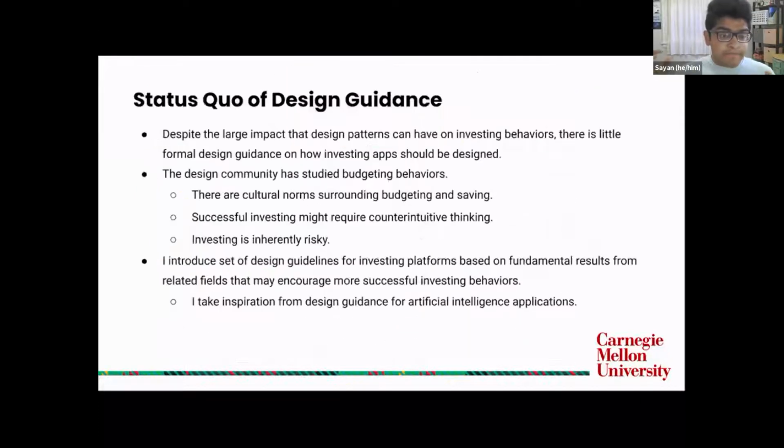So, despite the large impact that design patterns can have on investing behaviors, research on this topic is unfortunately lacking. There has been some work that studies the impact of design choices on budgeting behaviors.